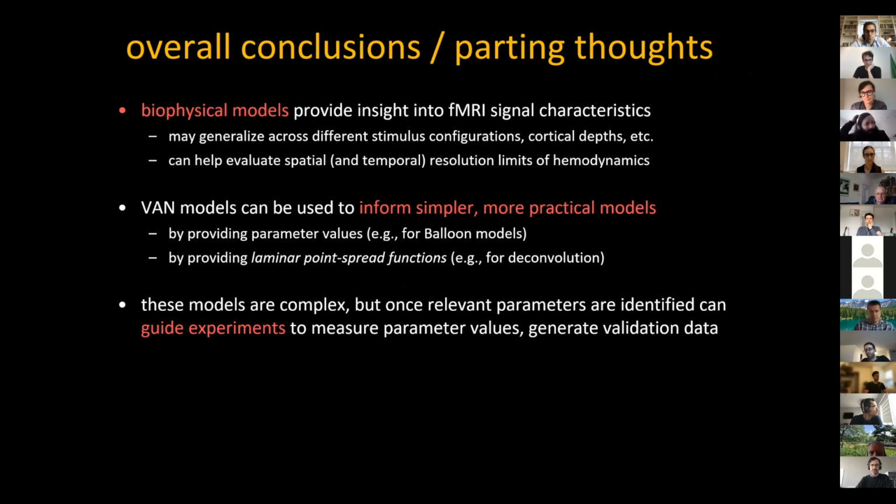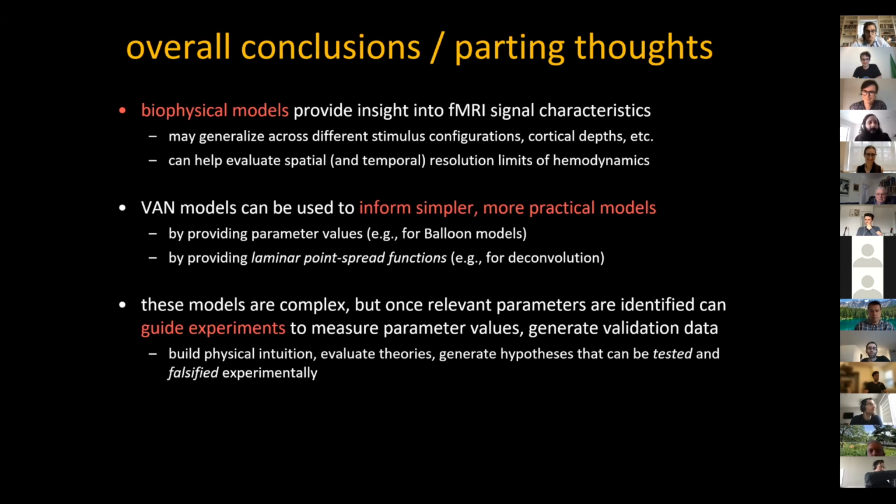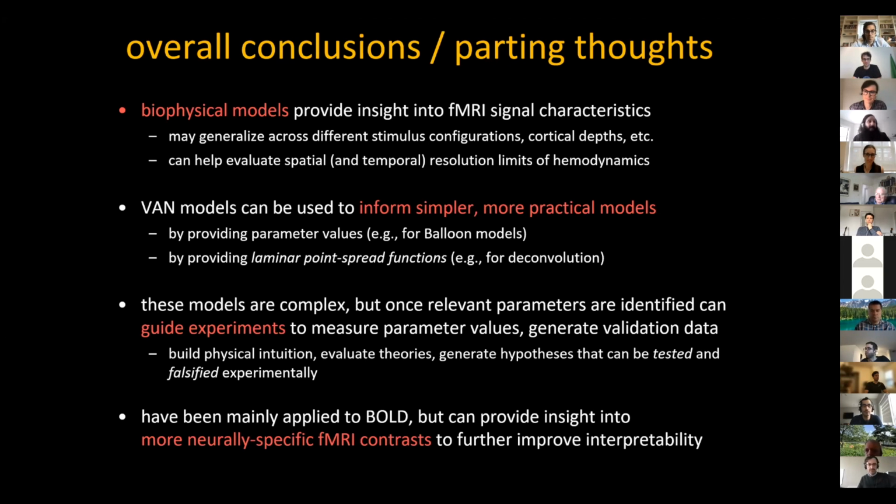Now, these models are complex, right? But once the relevant parameters are identified, these can help guide experiments to measure the parameter values, generate validation data, and perhaps Evelyn will tell us a little bit more about solutions to acquire these data. Also, these models can help us to build physical intuition, evaluate theories, and generate hypotheses that can be tested and hopefully falsified experimentally. So far, these models have mainly been applied to BOLD, but as I mentioned, they can provide insights into more neurally specific fMRI contrasts to further improve their interpretability.